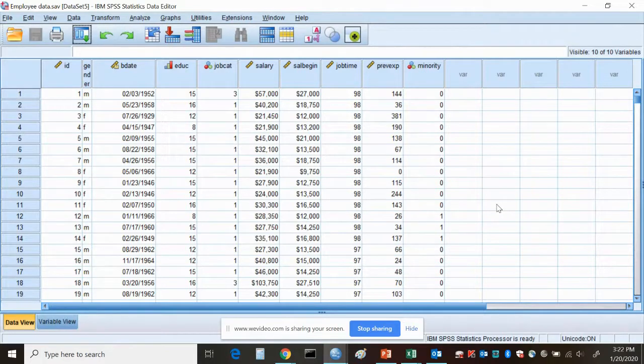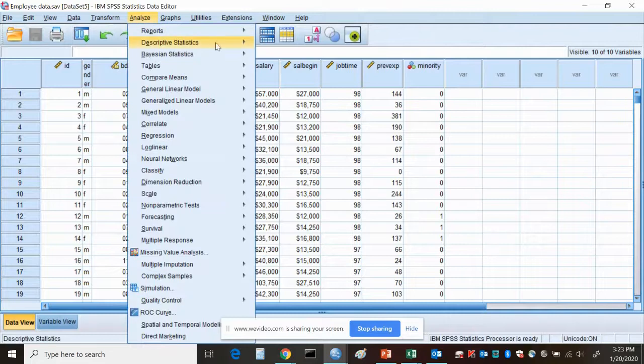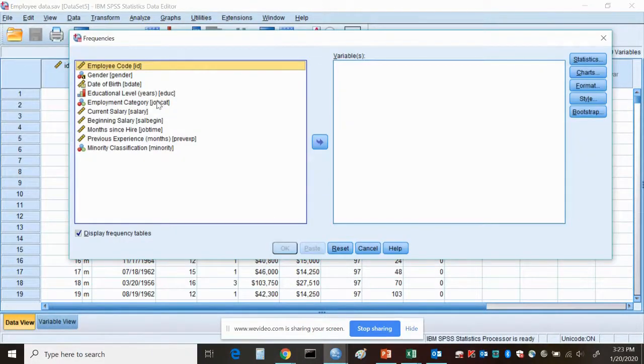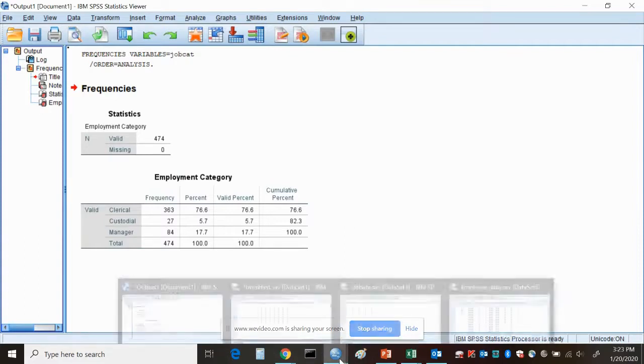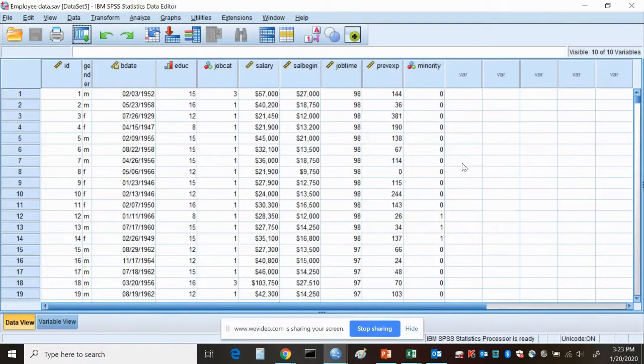So we are going to use the preset SPSS data set called employee data. And you'll see that we have three categories of job categories, which, to give you a sense of what that is, we have clerical workers, custodial workers, and managers. And we are going to compare these three groups in terms of their number of years previous experience.